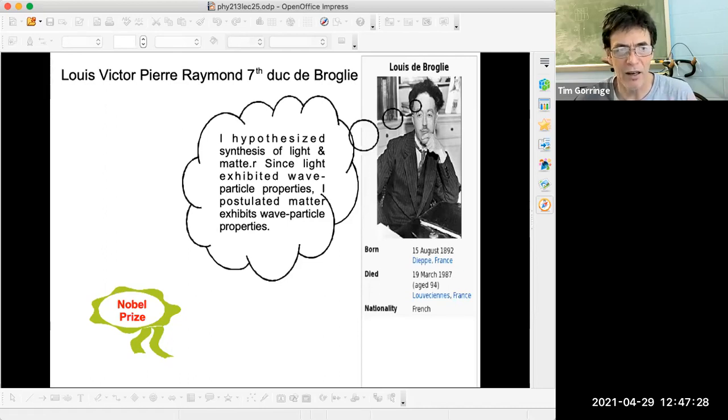I actually love his name here. Look at this, Louis Victor Pierre Raymond, 7th Duke de Broglie. I mean, that is a great name. But normally we just say de Broglie. We say de Broglie waves when we talk about matter waves. So if you hung around the corners of the halls of the chemistry physics building, you might hear de Broglie waves here and there. And if you hear that term, de Broglie waves, that's matter waves. We're crediting de Broglie for matter waves.